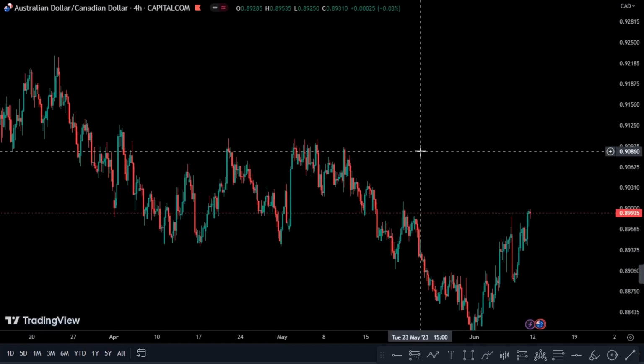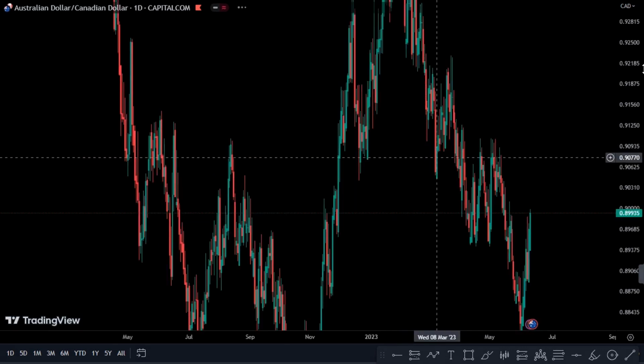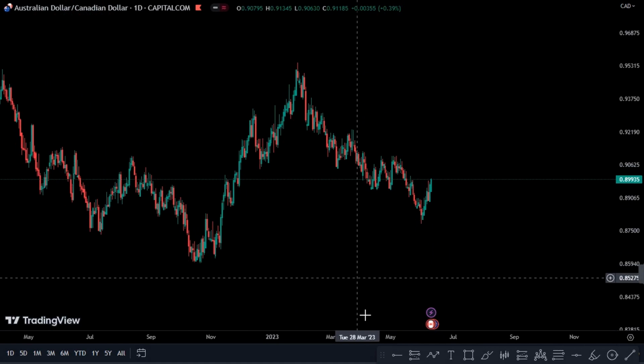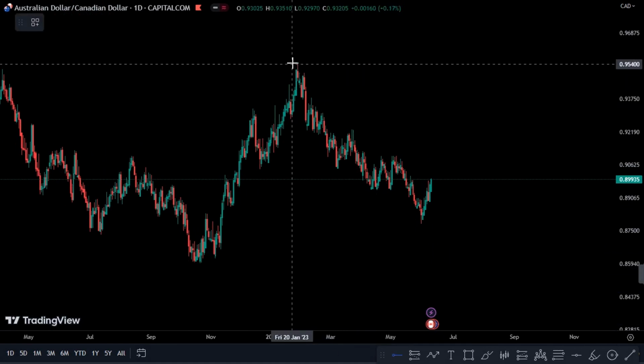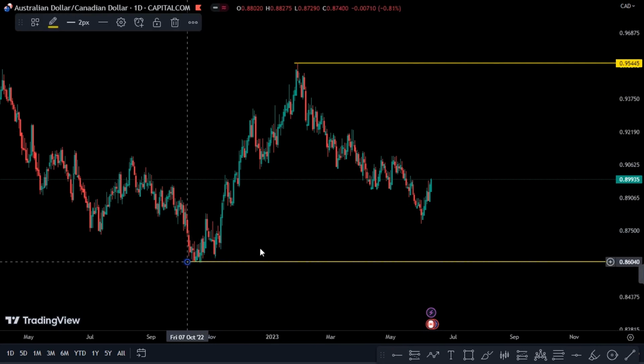Okay, with our fundamental analysis completed, let me just share the pairs that I'm anticipating to trade this upcoming week. The first one we're going to look at is AUDCAD. Switch to a daily time frame, and then on our daily, we just want to find the current highest high and current lowest low.